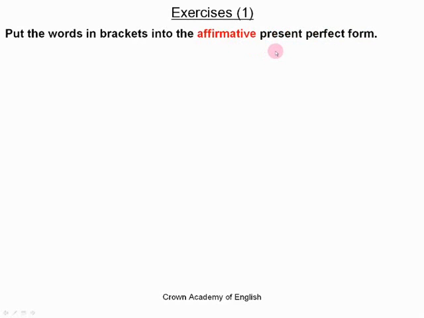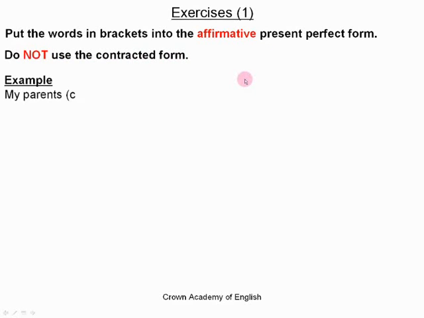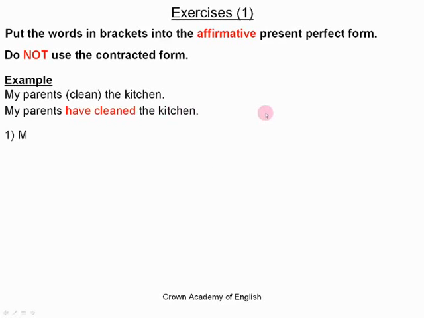Exercises. Put the words in brackets into the affirmative present perfect form, but do not use the contracted form. Example. So I want you to put the verb clean in the present perfect form. The answer is, my parents have cleaned the kitchen. So question 1. I'll give you a couple of seconds, or you can pause the video.